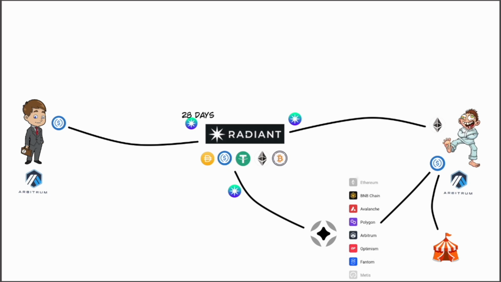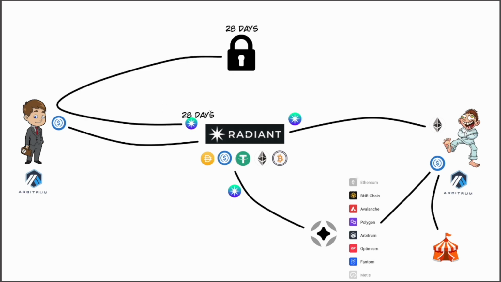Okay. Moving on, so after the 28 days is over, Dollar Bill will claim his RDNT tokens and he will lock them. So the locks are 28 days as well. Now, why would he want to do that? You'll find out in the future.